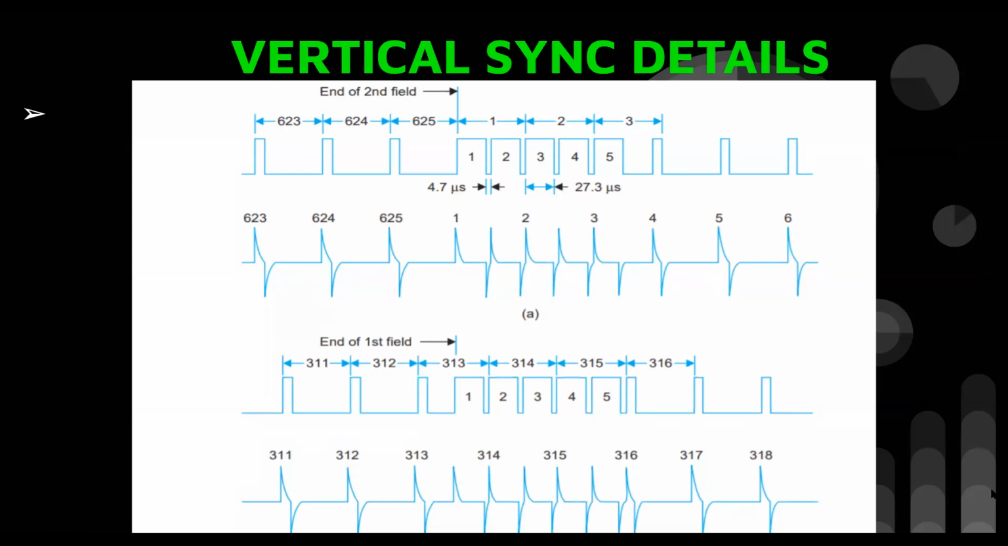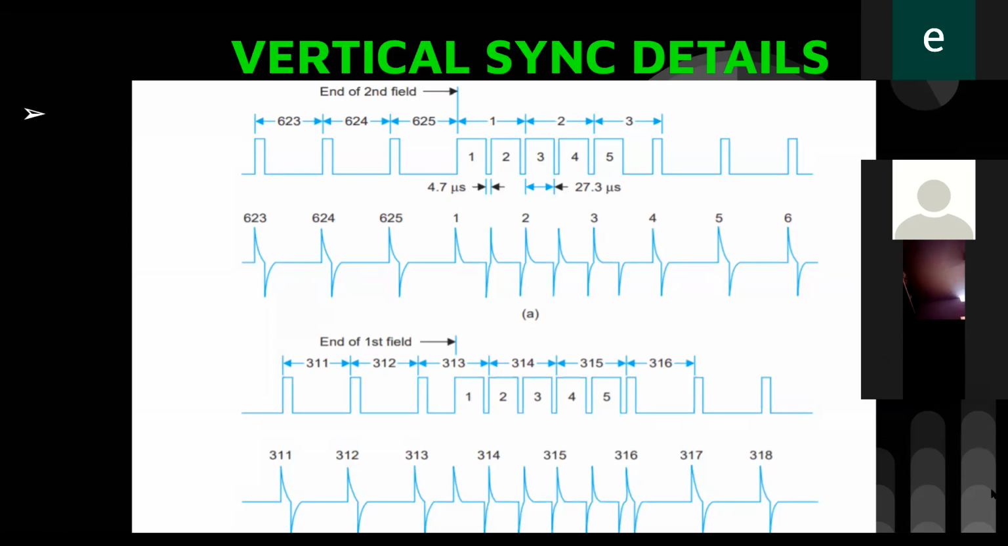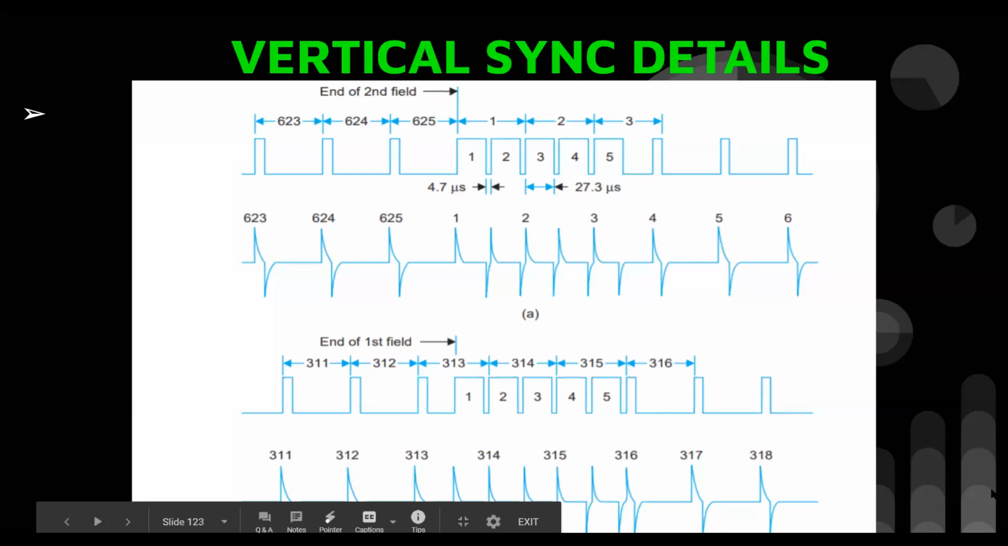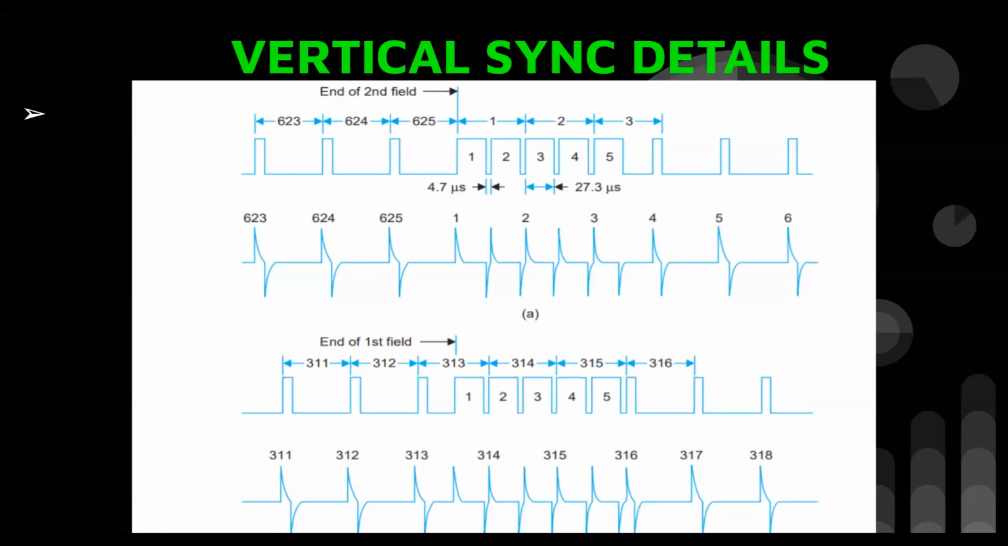So the differentiating of the waveforms. Figure A, pulse at the end of even field and the corresponding output of the differentiator. Figure B, pulse at the end of odd field, corresponds to the output of the differentiator. So here consider a note. The differentiated pulses bearing these line numbers are only needed once at the end of each field. So try to sketch this waveform during our end examinations.